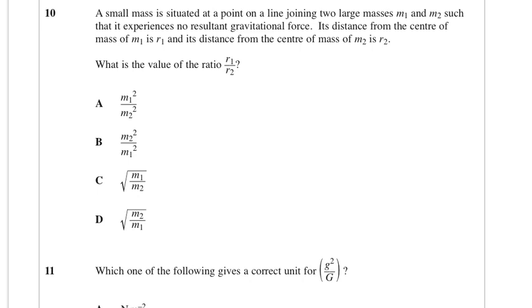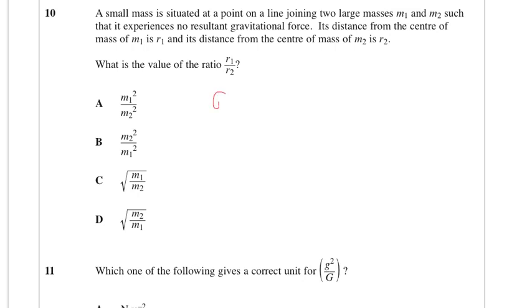A small mass is situated at a point on a line joining two large masses M1 and M2, such that it experiences no gravitational field force, or sorry, no resultant gravitational field force. Its distance from the centre of mass of M1 is R1, and distance from the centre of mass of M2 is R2. What's the ratio R1 to R2?